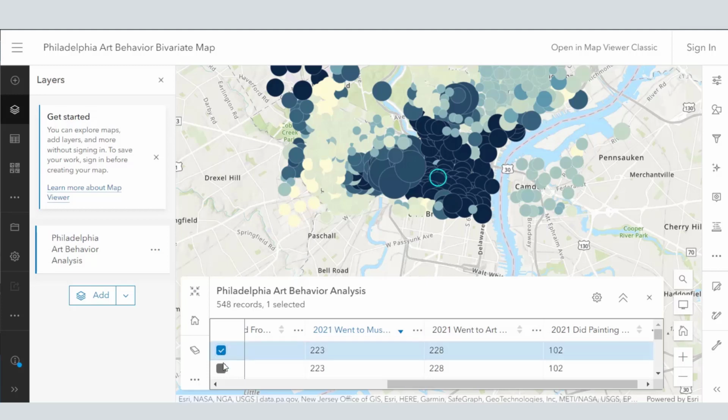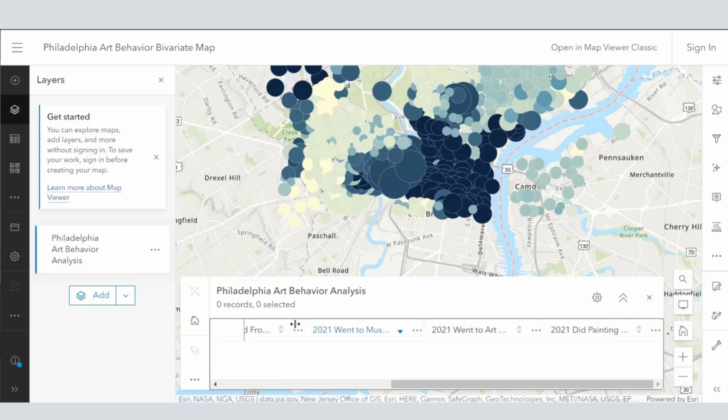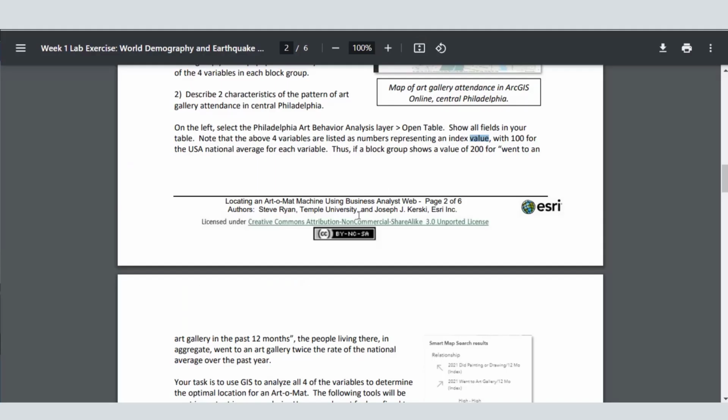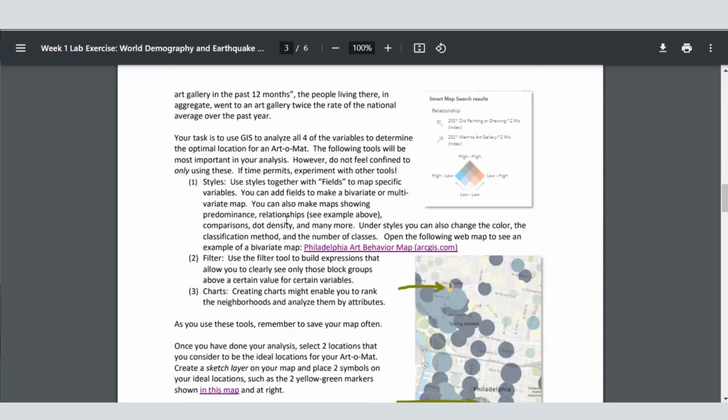Look at this. There are certain variables. Went to a museum in the last 6 months or 12 months: 223, meaning they're 123% more likely than the national average to go to a museum or an art museum, or did some painting, etc. So the students look at multiple variables in this lesson to try to figure out what the optimal location would be for one of these art dispensing machines.